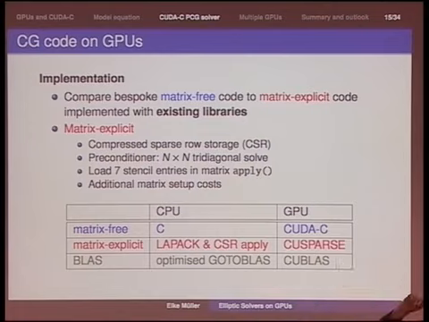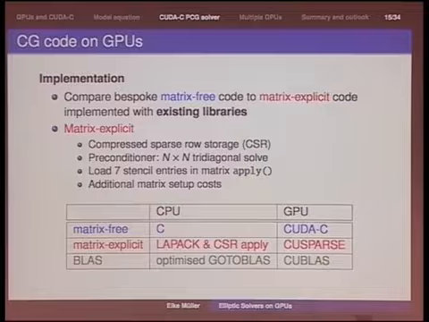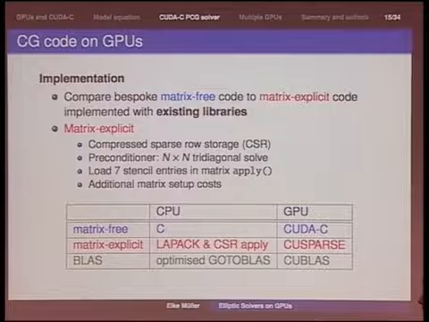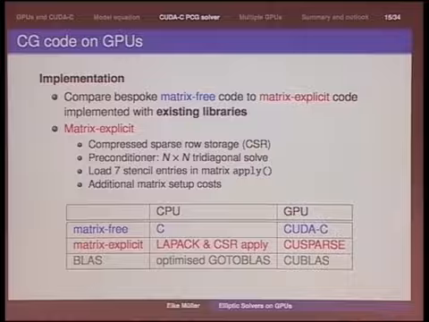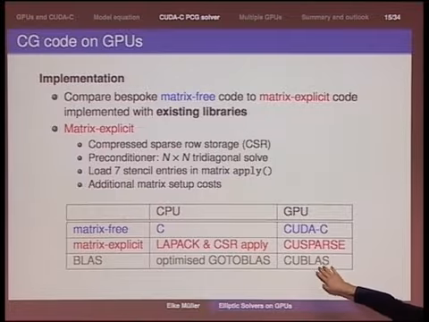Okay, so this is just how we implemented it. For the matrix free one, obviously we wrote it ourselves on the CPU and on the GPU. For the matrix explicit one, we used LAPACK on the CPU, and the CSR apply I actually wrote myself. On the GPU we used this CUSPARSE library, and for BLAS, on the CPU we used GotoBLAS, and on the GPU we used this CUBLAS library as we did before. So there's no difference between matrix free and explicit here.